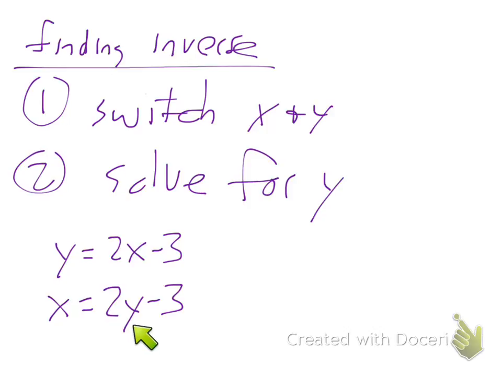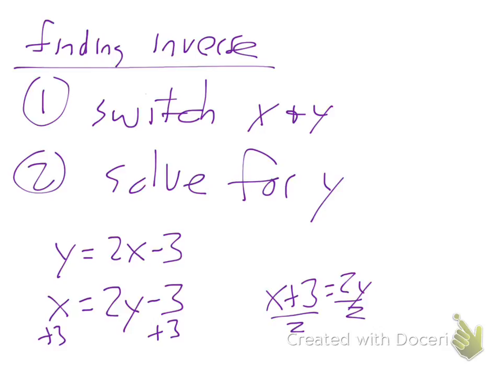The y now is inside. To get y by itself, I first get rid of the negative 3 by adding 3 to both sides. So I got x plus 3 equals 2y, and the last step is to? Divide by 2. And so you get y equals, you guys remember how to split that up?